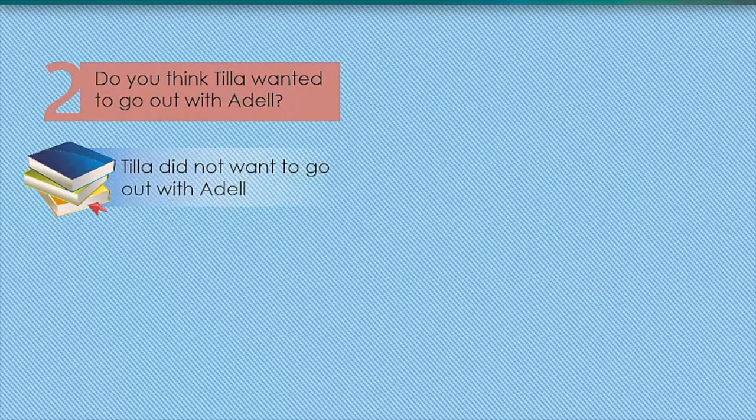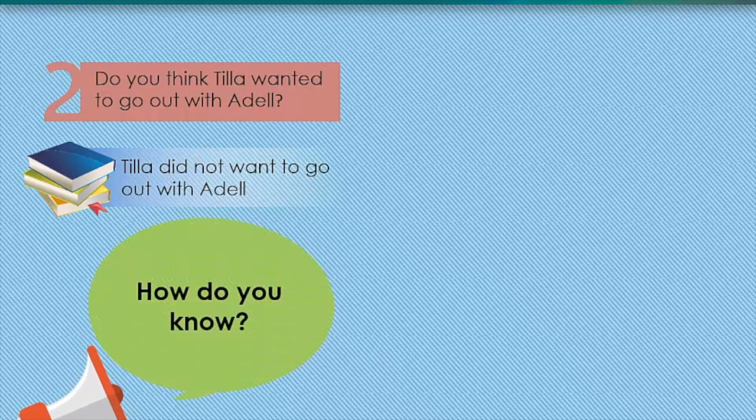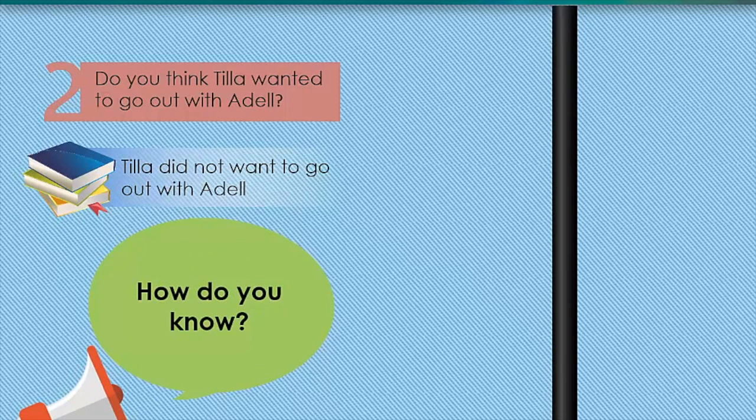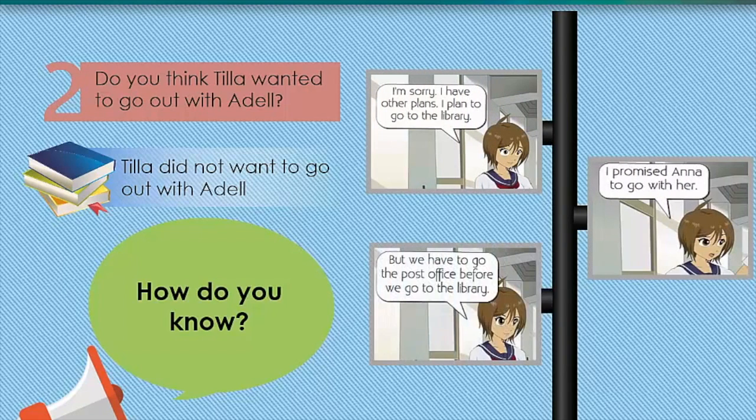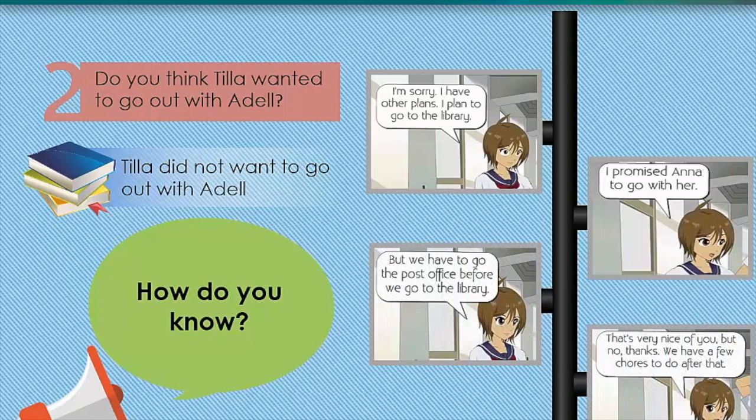Question 2. Do you think Tila wanted to go out with Adele? Your answer? Tila did not want to go out with Adele. How do you know? Based on the following series of rejection as shown in Picture 1, Picture 2, Picture 3, and Picture 4.